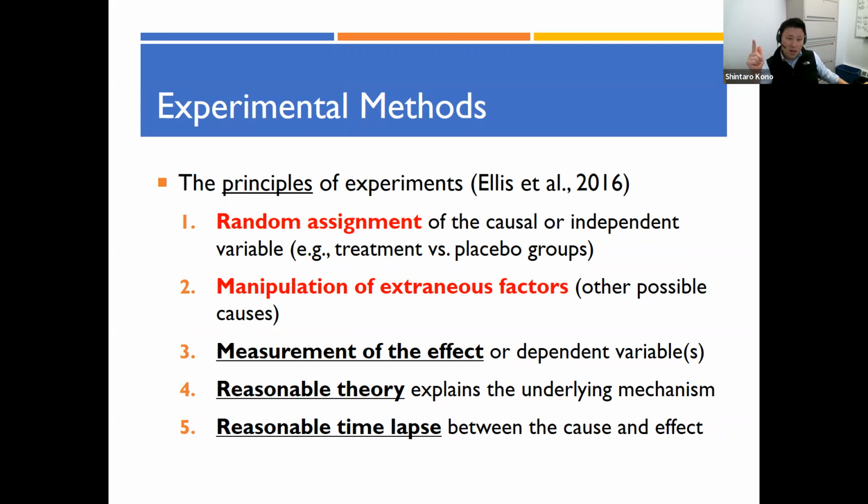The first is the random assignment of the causal or independent variable. For example, treatment versus placebo, okay? Let's say we have a new recreation therapy treatment, whatever the new activity, be it a board game or whatever it might be. And the placebo group can be nothing at all, or it could be just a more traditional, activity-based treatment, okay?